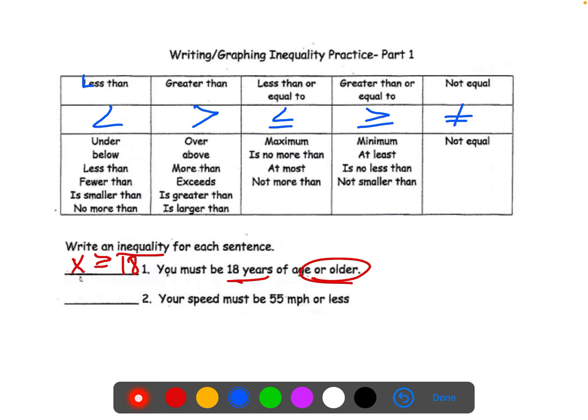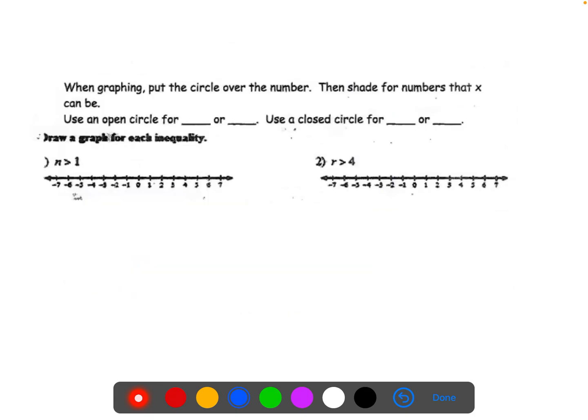For the next one, it says your speed must be 55 miles per hour or less. So using x again as our variable, must be 55 miles per hour or less. So 55 is okay. That means we can equal 55, or it needs to be less than 55. And that's how we would write that, as x is less than or equal to 55. Okay, go ahead and do the rest of that practice, and then of course check the answer key before going on to the next part.